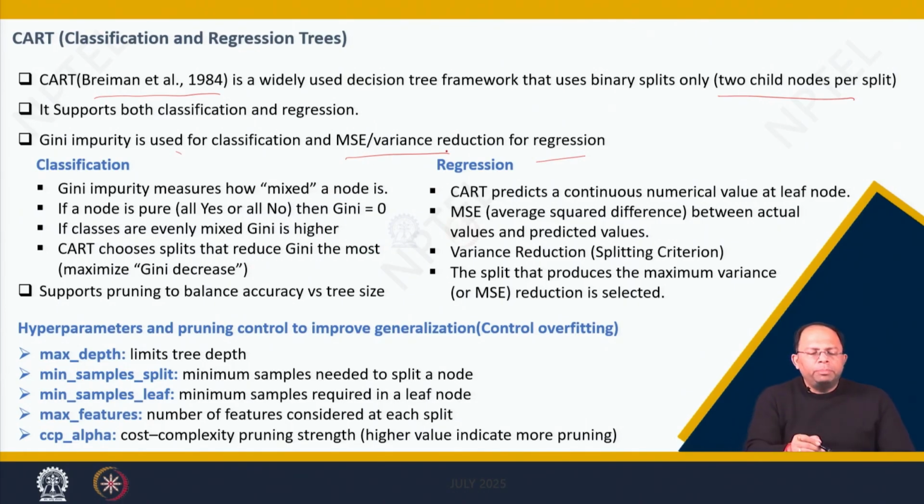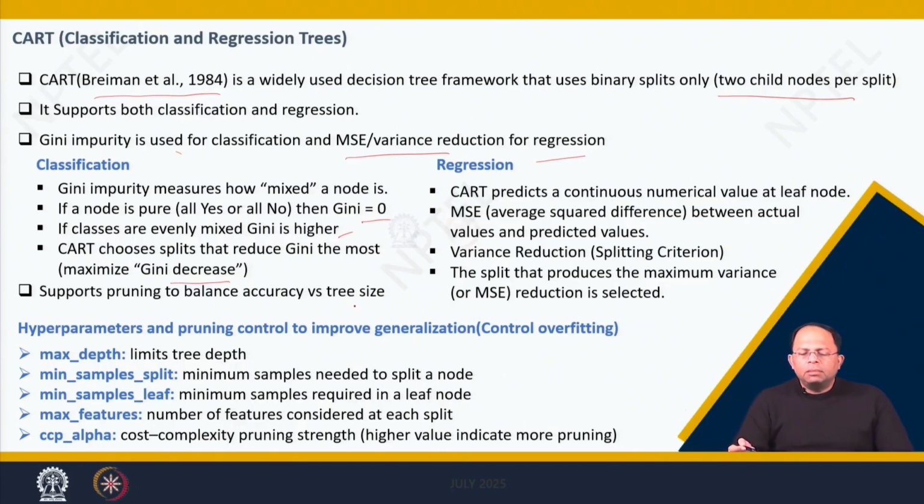For classification, Gini impurity measures how mixed a node is, similar to what we were doing in normal decision trees, where we looked at the entropy and then the information gain. If a node is pure, all yes or all no, then Gini is equal to 0. If classes are evenly mixed, the Gini value would be higher, and CART chooses splits that reduce Gini the most. That means we will maximize the decrease in Gini, the same way we were doing information gain, or working with entropy earlier. The CART algorithm also supports pruning to balance accuracy versus tree size.